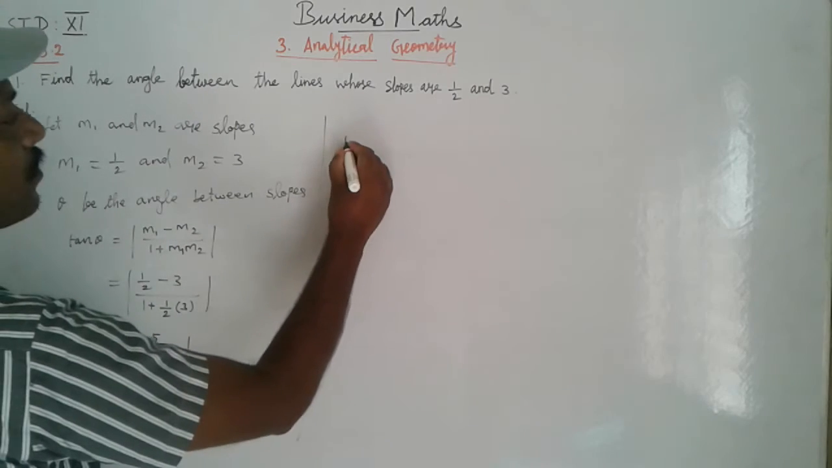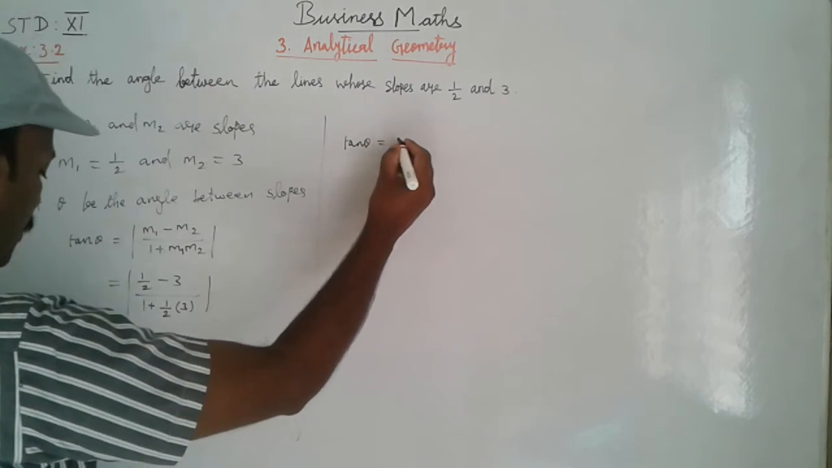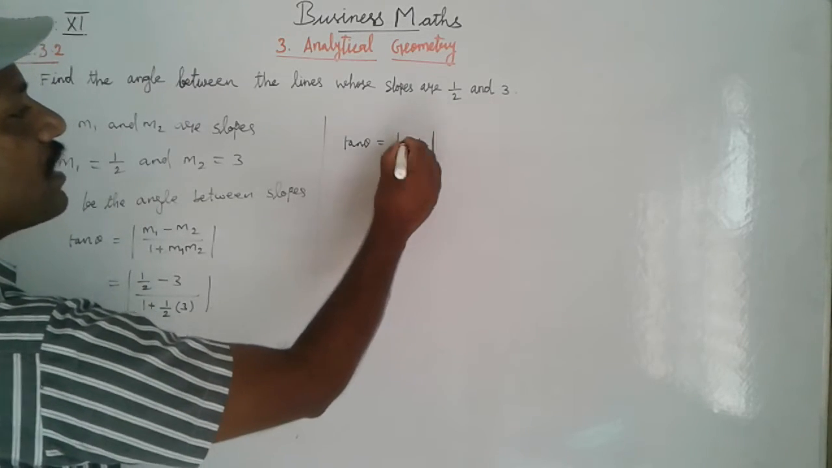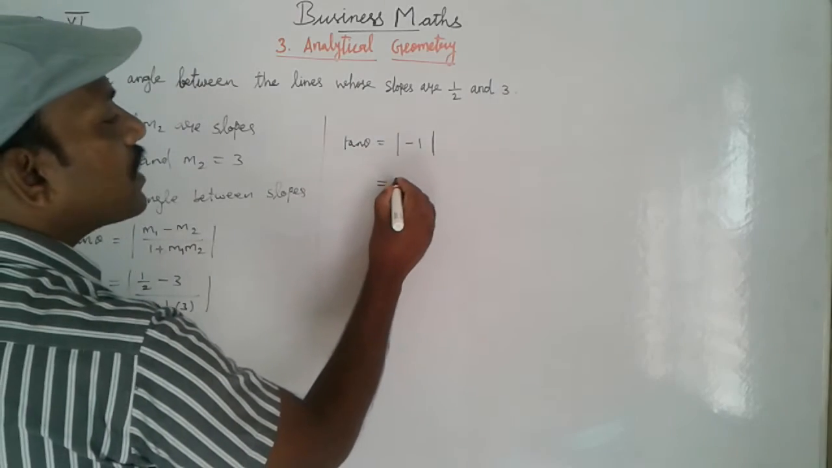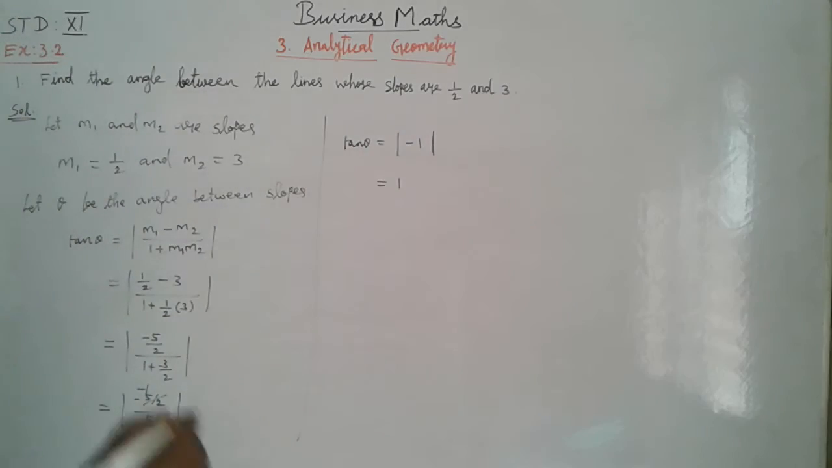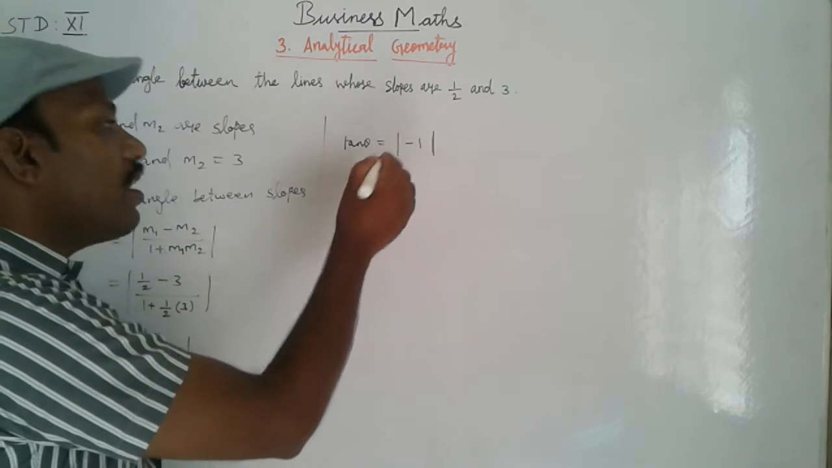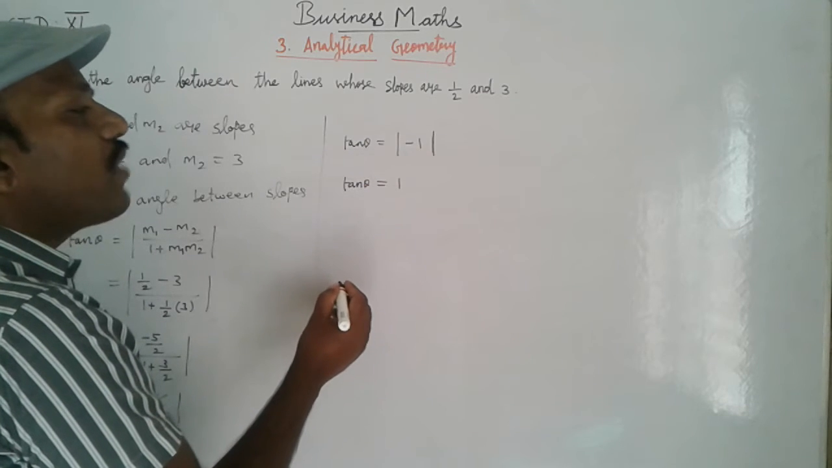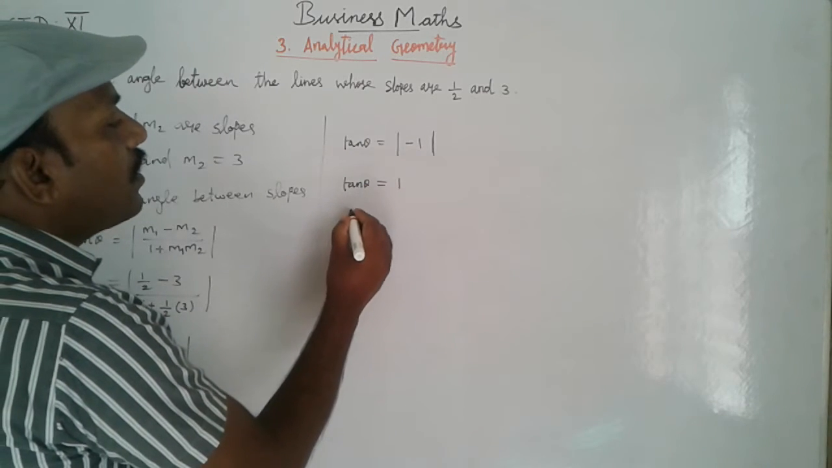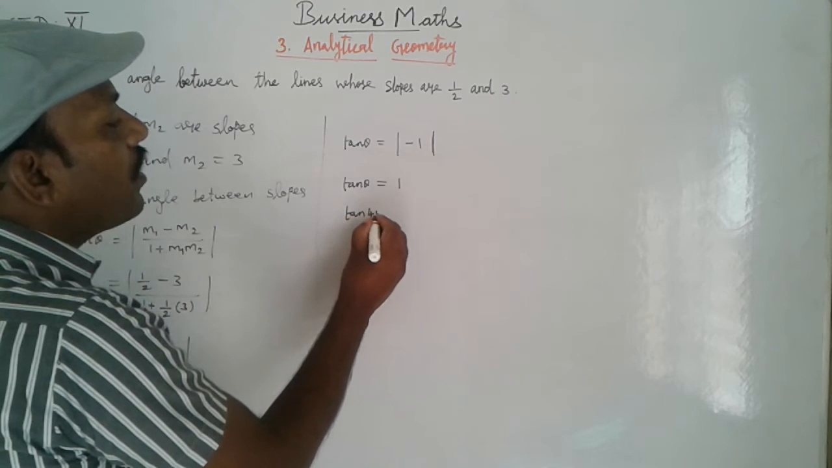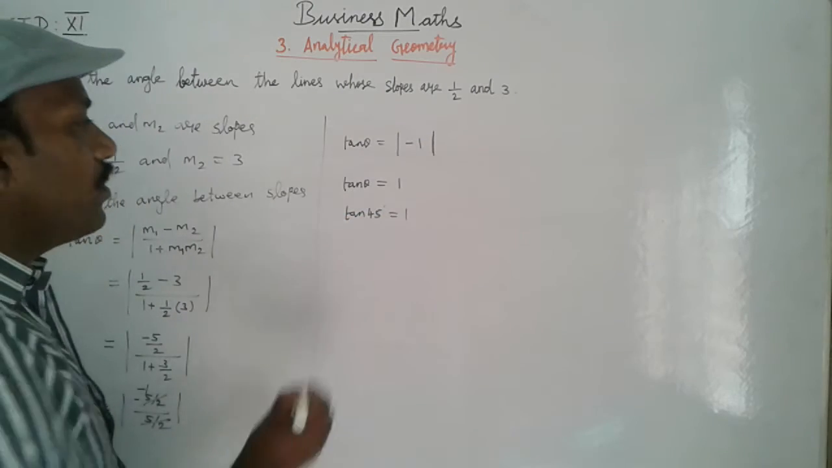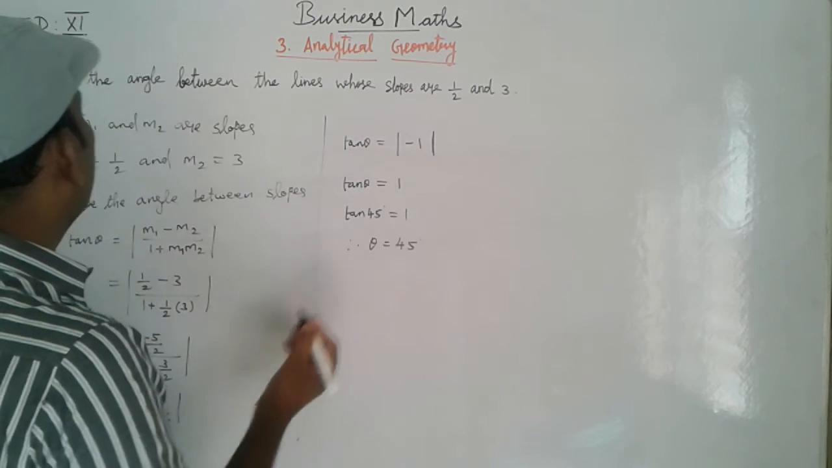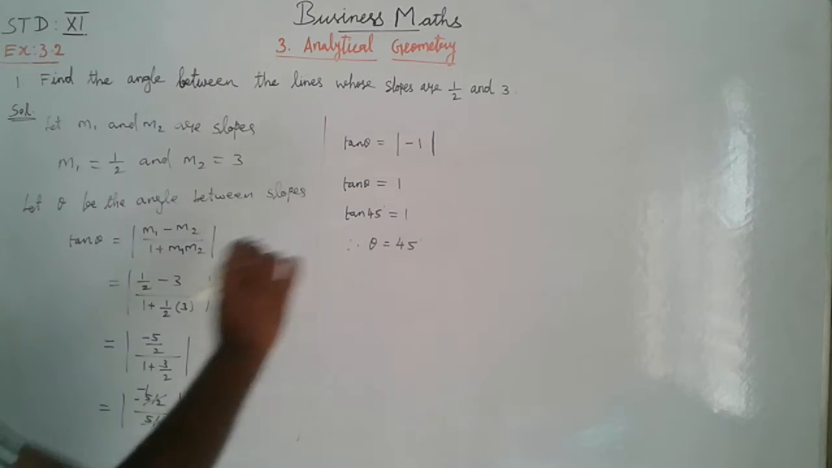Tan theta equals modulus of minus 1. We should take the modulus value, which is plus 1. So tan theta equals 1. Which angle has tan value 1? Tan 45 degrees equals 1, we know that value. Therefore theta equals 45 degrees. That's all.